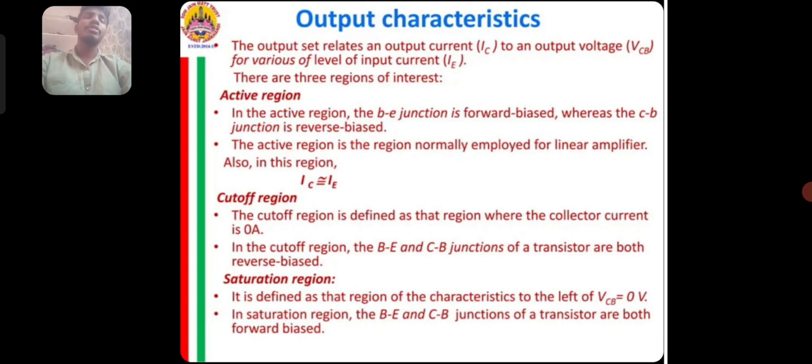Cutoff region. The cutoff region is defined as the region where the collector current is zero. In the cutoff region, the BE and CB junctions of a transistor are both reverse biased. Saturation region. It is defined as the region of the characteristics to the left of VCB is equal to 0 volts. In the saturation region, the BE and CB junctions of the transistor are both forward biased.